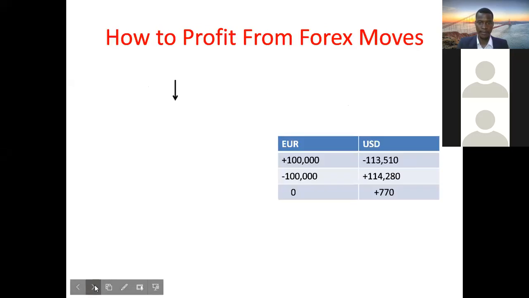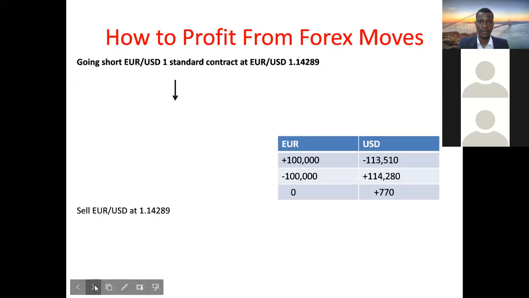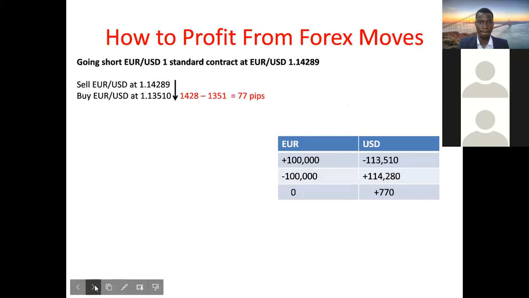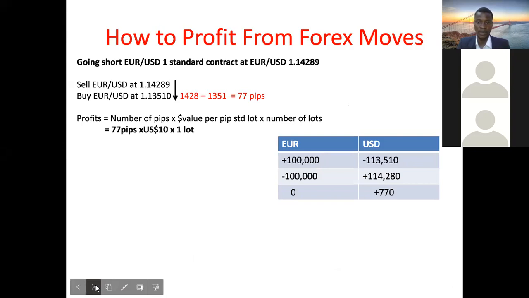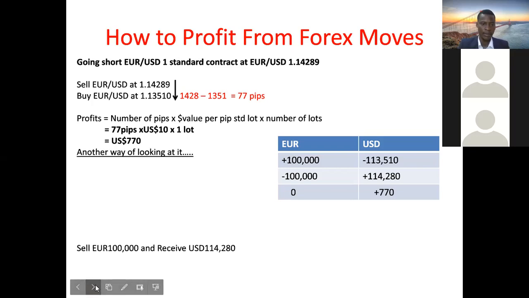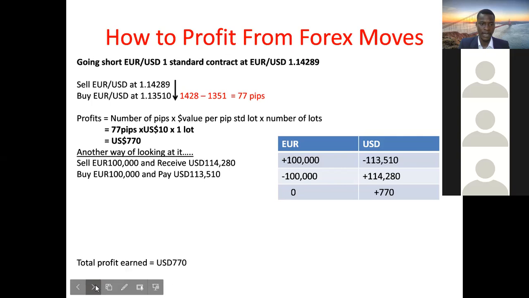So this is just an example, and this is how it is on a contract basis. The difference between Euro USD buy or sell at 1.14289 to 1.13510 is going to give us 77 pips. And if you multiply the 77 pips times the dollar value of a standard lot size, which is 10, you're going to get $770 profit gain because the price dropped. So this is how the workout looks if you look at the calculation.